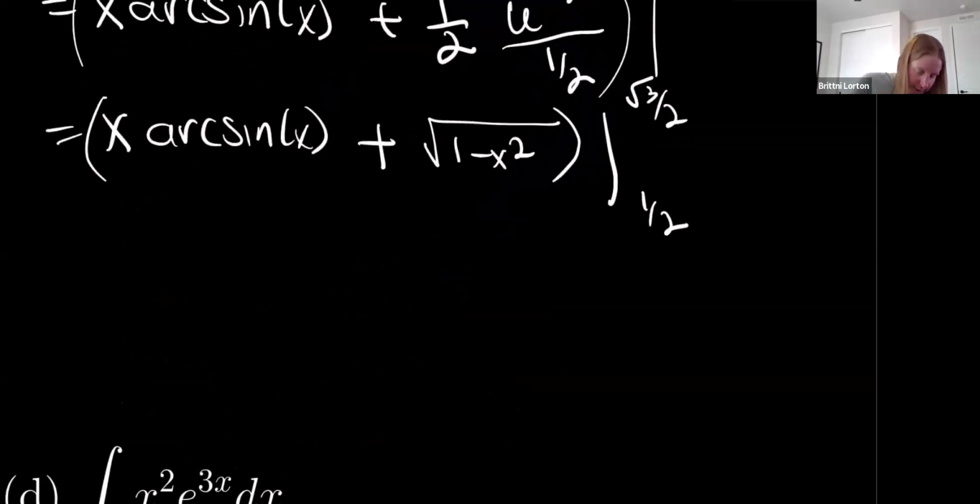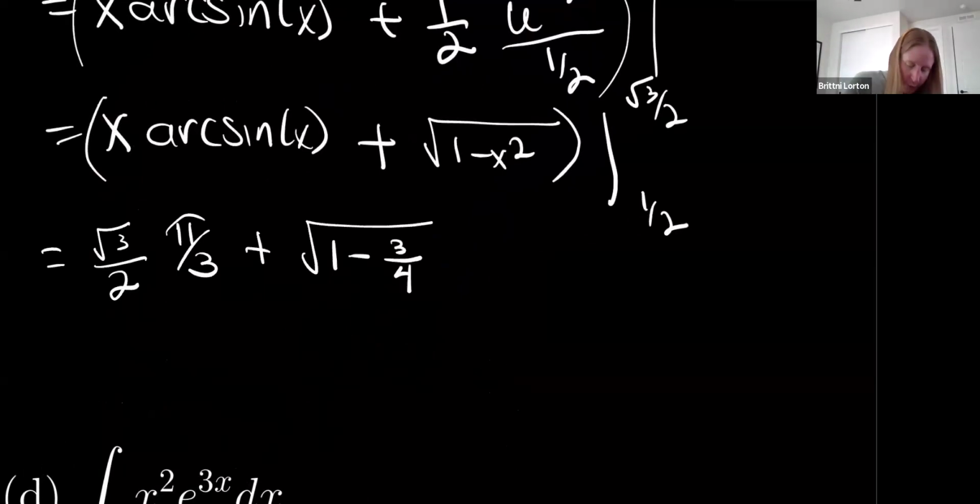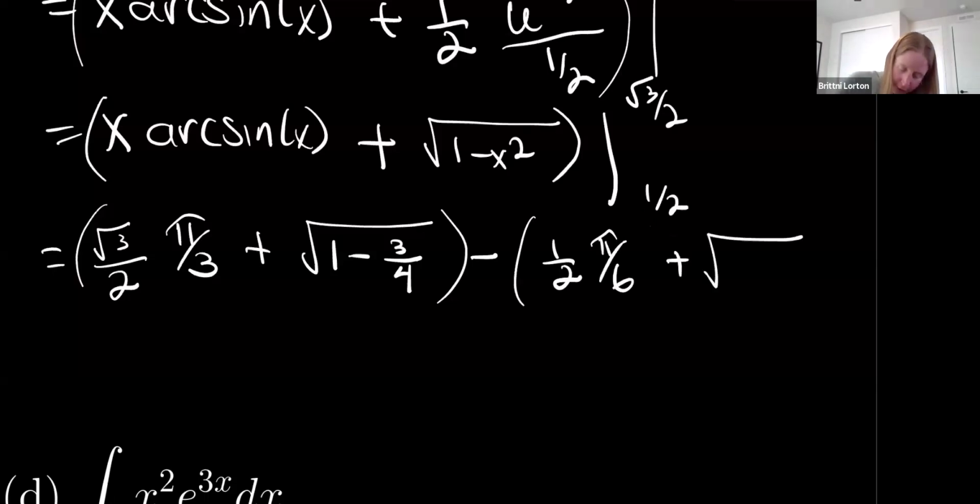Okay, now we can plug and chug. So this will become the square root of 3/2 times arc sine of the square root of 3/2. And arc sine of the square root of 3/2 is pi-thirds. We should know from our unit circle. Okay, plus the square root of 1 minus the square root of 3/2 squared. Okay, minus, and then I'm going to plug in 1/2. 1/2 arc sine of 1/2 is pi/6. And then plus the square root of 1 minus 1/2 squared.